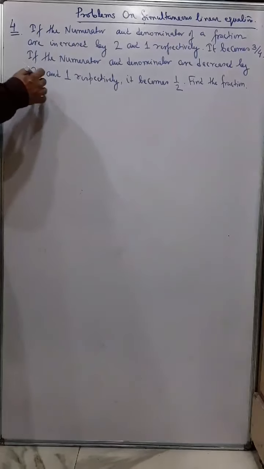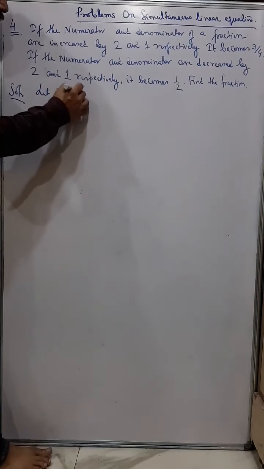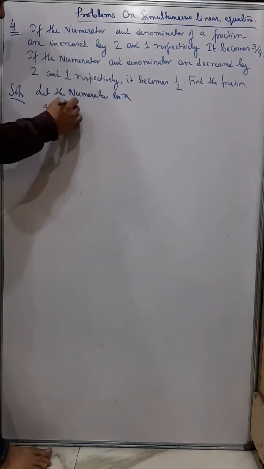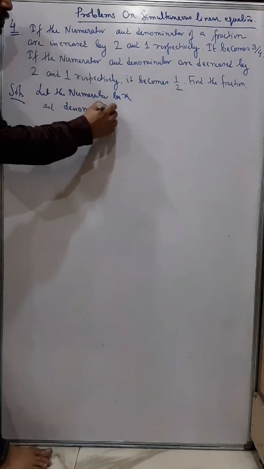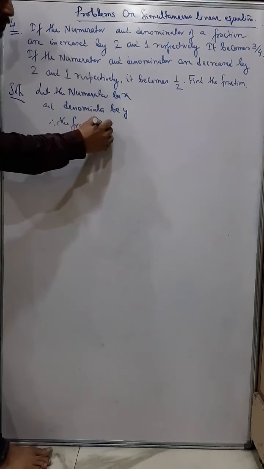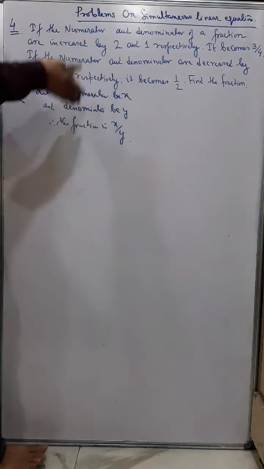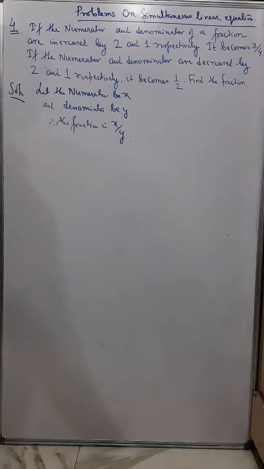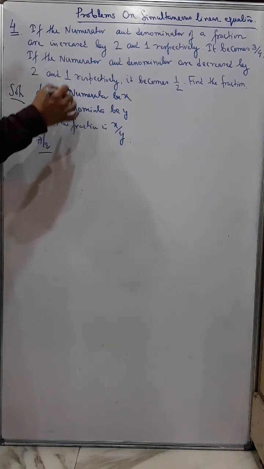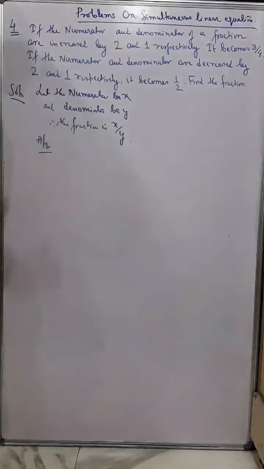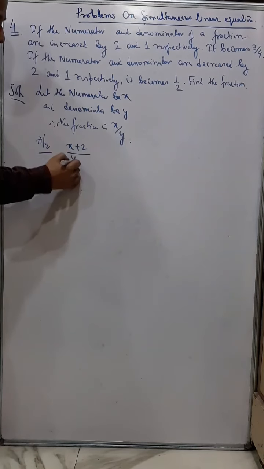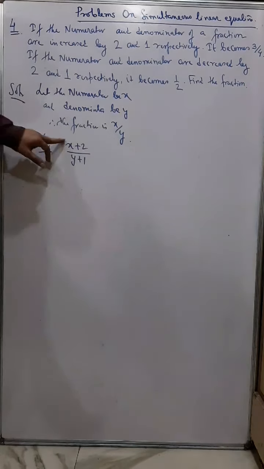Now let the numerator be x and denominator be y, therefore the fraction is x by y. So in case of a fraction sum, you have to always write this statement, start with this. Now according to the question, the first equation is what? If the numerator is increased by 2 and the denominator is increased by 1, the new fraction becomes this.